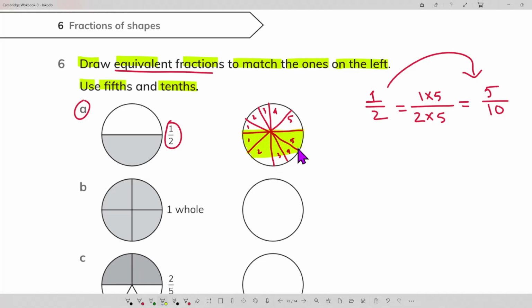This way, it means this is also 5/10, or we can say this is 1/2. So this picture and this picture are similar. Okay, now one whole. How?